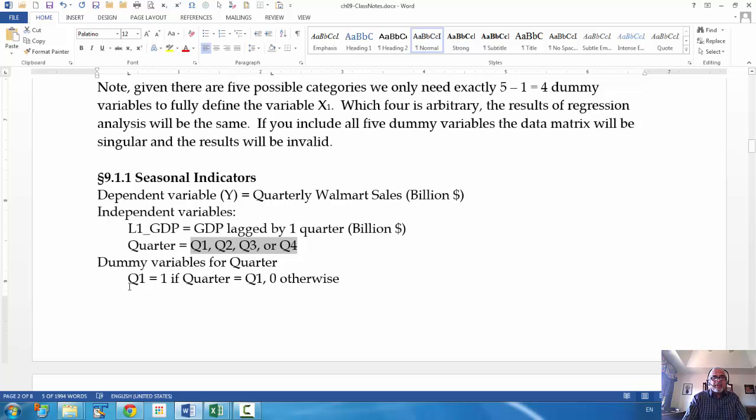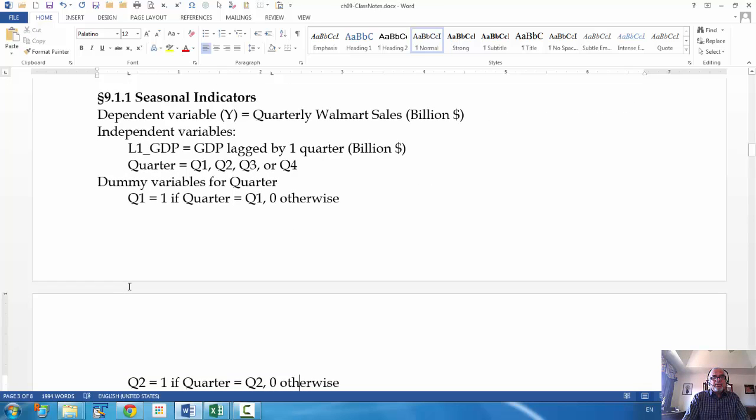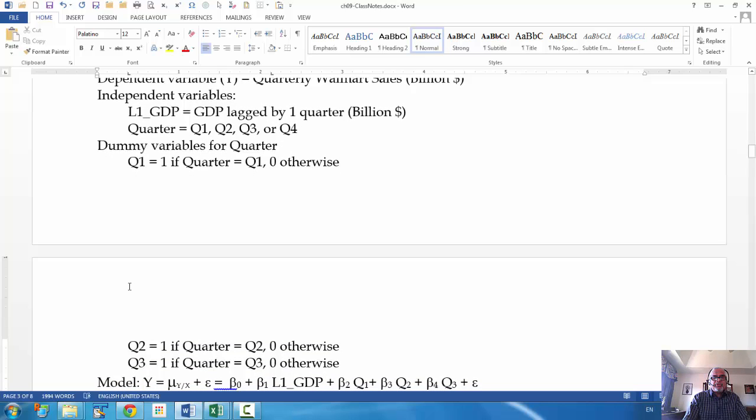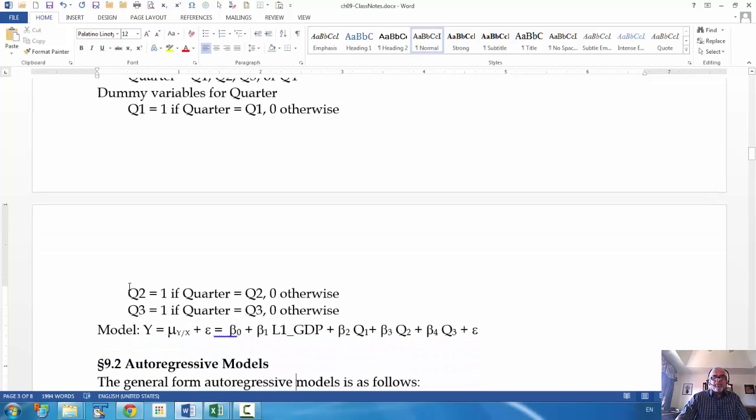So let's define the dummy variables as q sub 1 if quarter is 1, q sub 2 if quarter is 2, and q sub 3 if quarter is 3. And then our model will look like this: the intercept, the slope coefficient with GDP lagged by 1 quarter, and then the 3 dummy variables, 1 for each of the 3 quarters. And of course if all these 3 q variables are 0, that would mean it is the 4th quarter. So let's now look at this example in Excel.